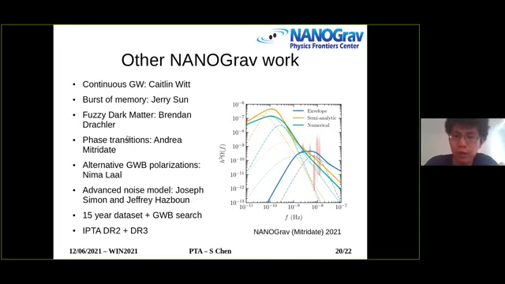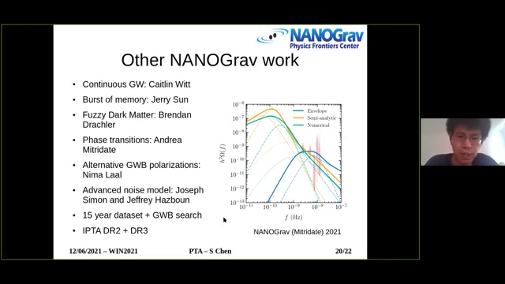So there's just a list of other NANOGrav work that we also do with the lead people here, and on the right is the recent analysis of the 12.5-year data set for gravitational wave phase transitions. So these 5 blobs here, they are the same frequency detection I showed before, and you can try to fit those with gravitational waves from phase transitions.